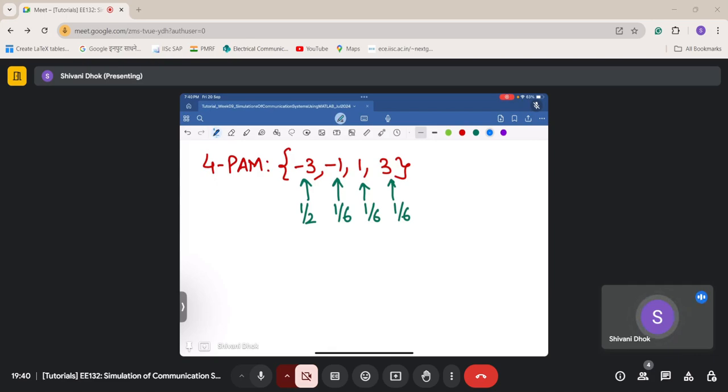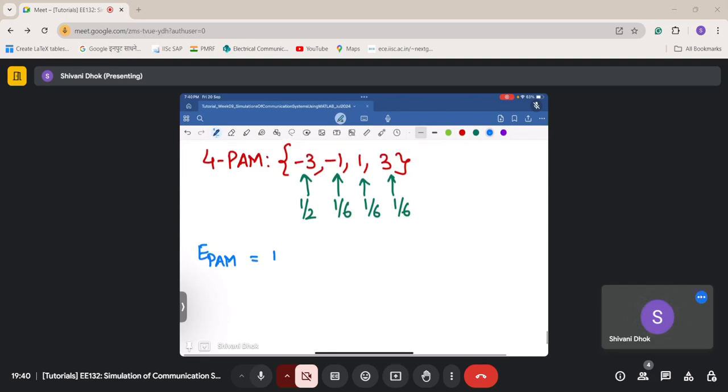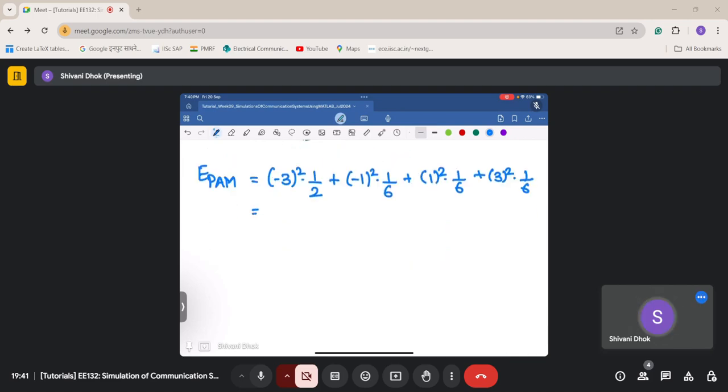For this PAM signal, E_PAM will be equal to minus 3 square into half, plus minus 1 square into its probability 1 by 6, plus 1 square into its probability 1 by 6, plus 3 square into its probability 1 by 6. Therefore, this comes out to be equal to 9 into half plus 1 into 1 by 6 plus 1 into 1 by 6 plus 9 upon 6.